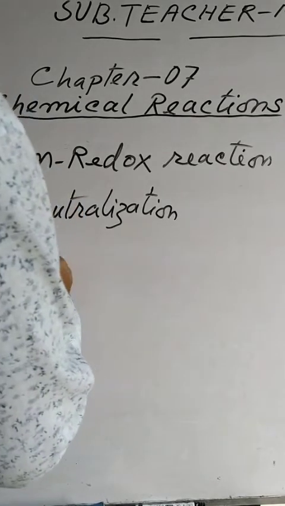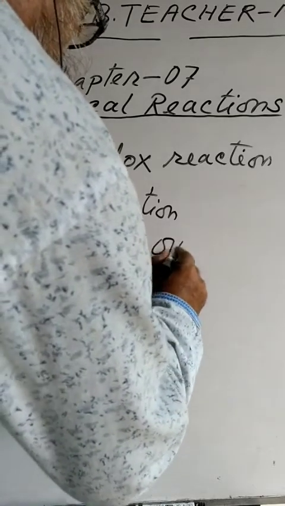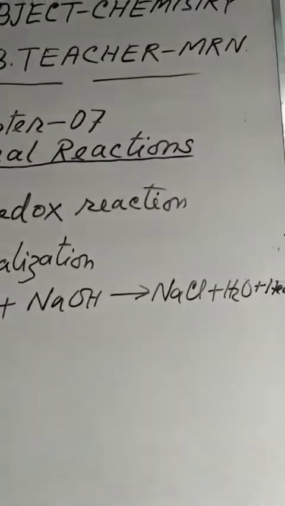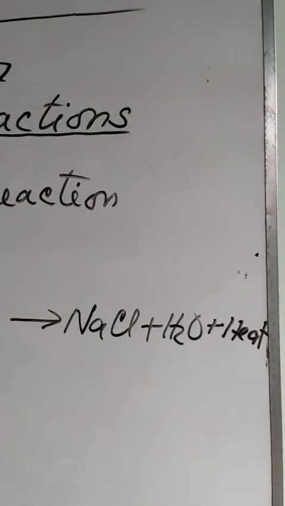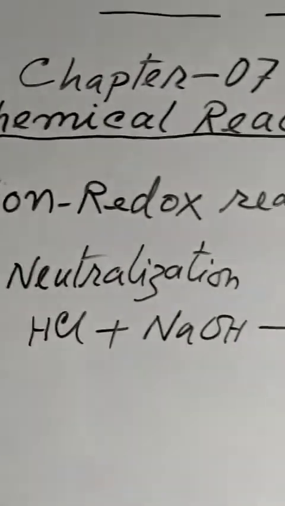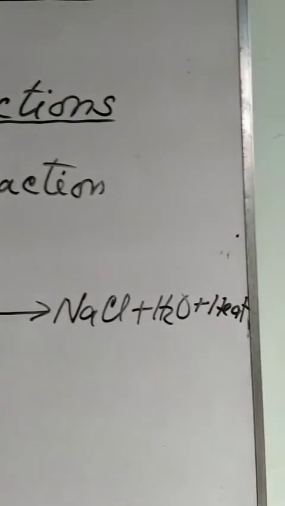Here hydrochloric acid plus base sodium hydroxide reacting together form salt, sodium chloride, and water, and heat also produced. Now here HCl, hydrochloric acid, and base sodium hydroxide reacting together form sodium chloride, salt, water and heat.